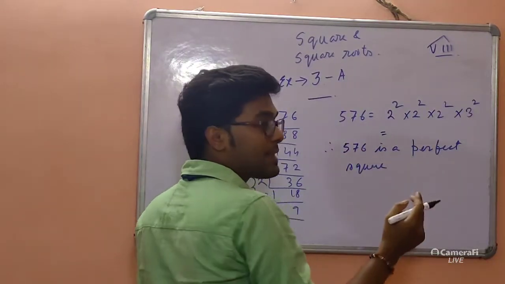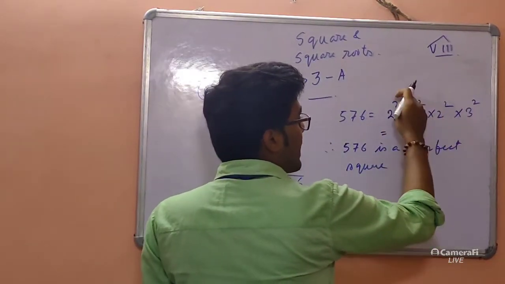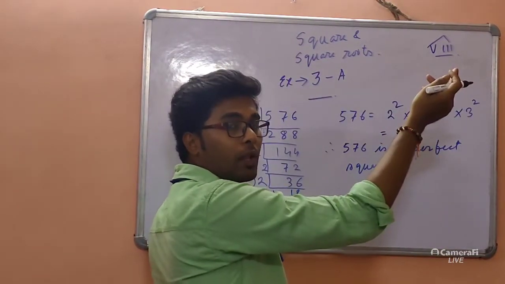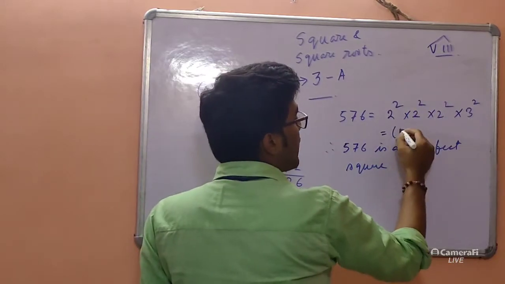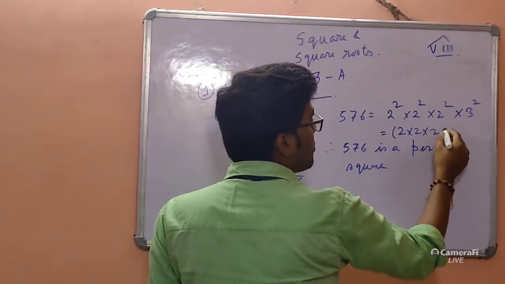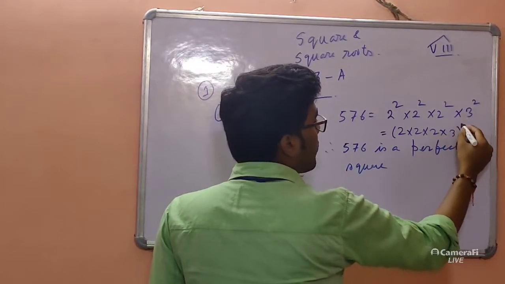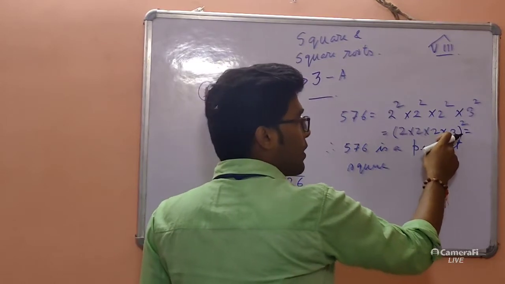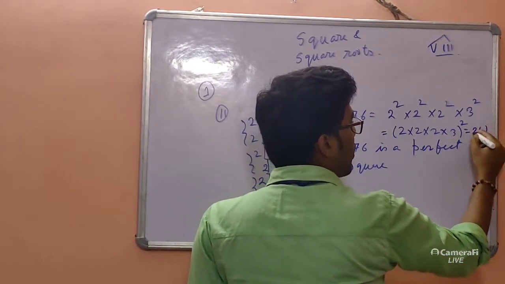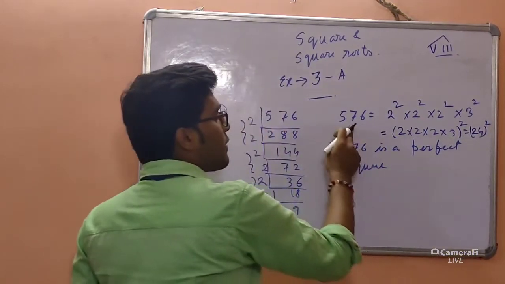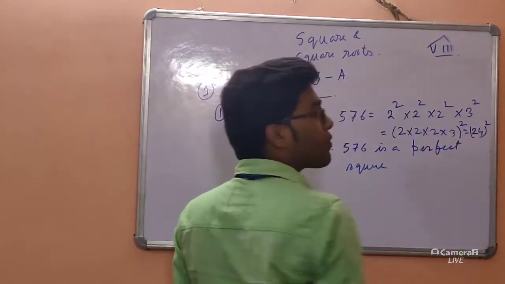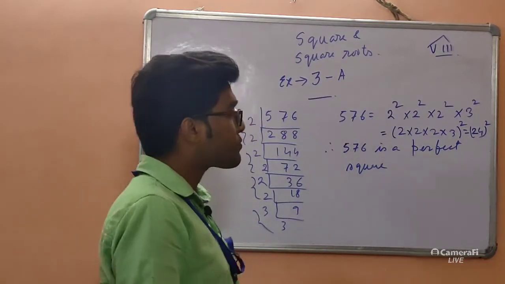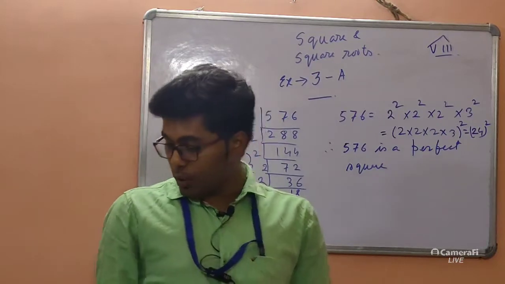I already said, if different numbers have the same powers, then the numbers will multiply and the power will go as the common power. That means here we will do 2 into 2 into 2 into 3 and the common power will go there. So what do you have? 2 into 2 is 4, 4 into 2 is 8, 8 into 3 is 24. So we have 24 whole square. That means 576 is 24 whole square, which you already know if you have memorized till 30. Clear? Fine. Let us do one more.